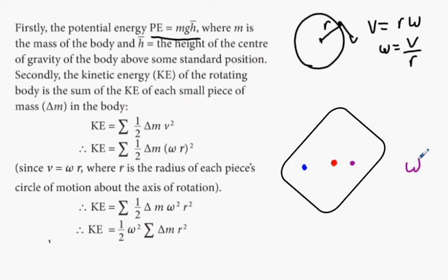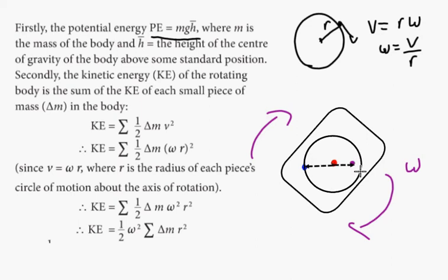Basically, if you look at this diagram here, you can see that the blue dot is further away than the purple dot. So when the full body rotates around the red dot, the red dot is like an axis of rotation. The full body's rotating, but in that time the blue dot will cover this much distance in a full cycle, while the purple dot will only cover that much distance in a full cycle. Hence, the blue dot has a greater velocity than the purple dot.